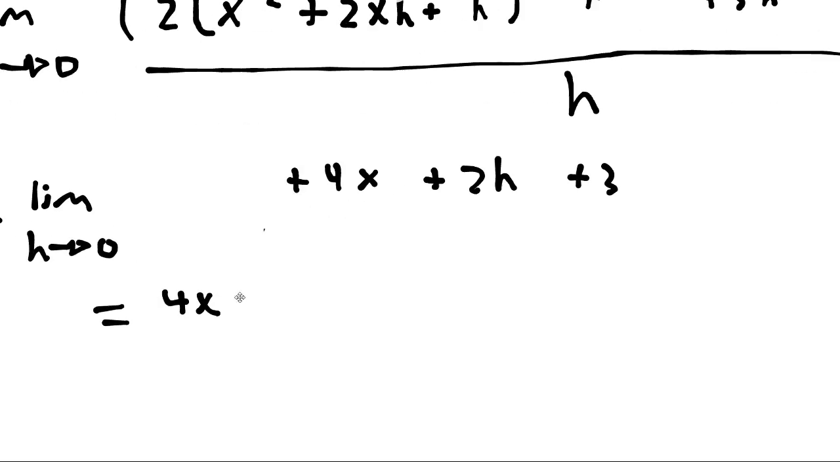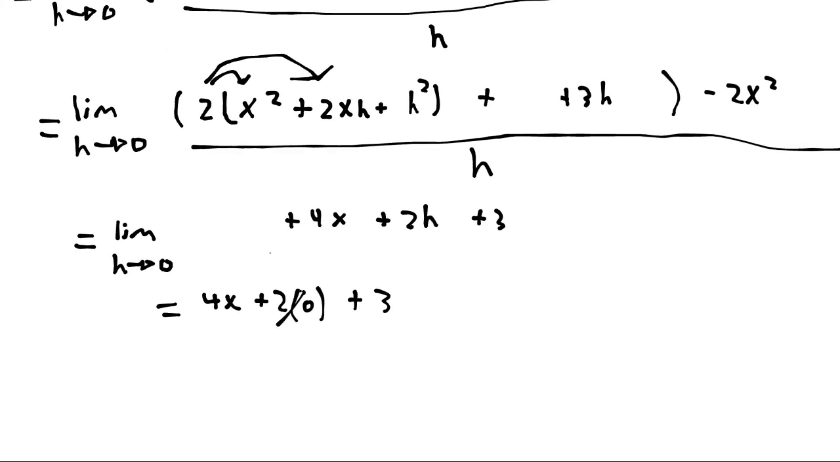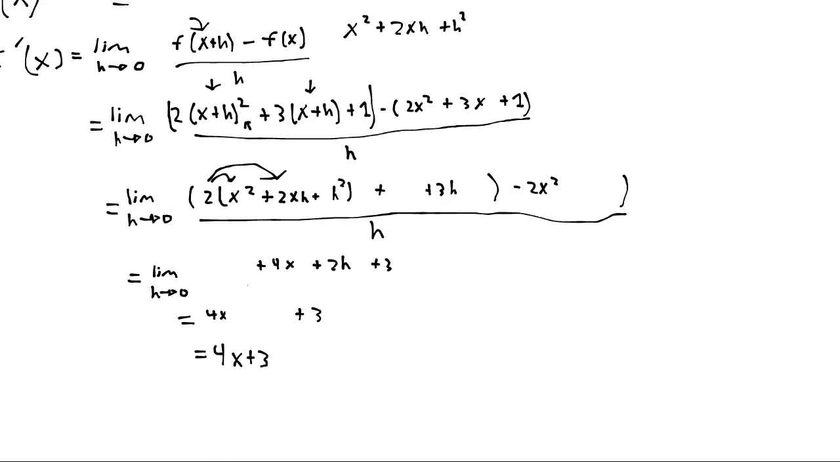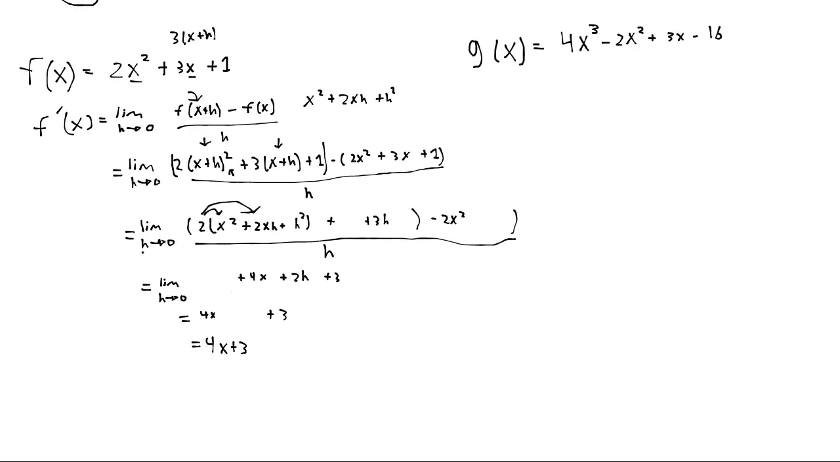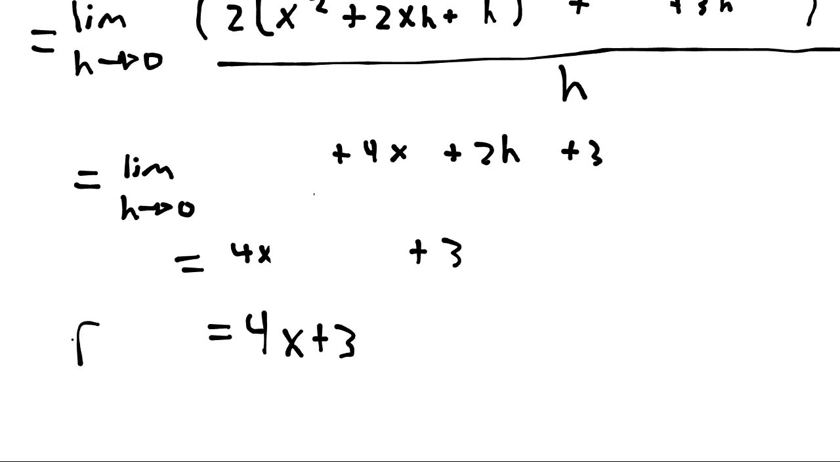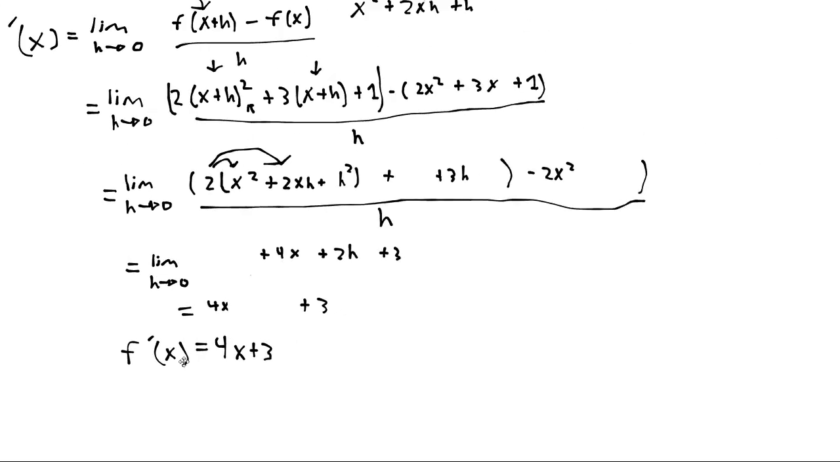4x plus 2, and then it's times 0 now. So you're not having that limit anymore. It's now exactly equal to 0, which means if it's 2 times 0, then it's just going to be taken out, right? So you can just subtract that, and then you're going to be left with 4x plus 3. So the instantaneous rate of change of f of x is 4x plus 3. So f prime of x equals 4x plus 3.